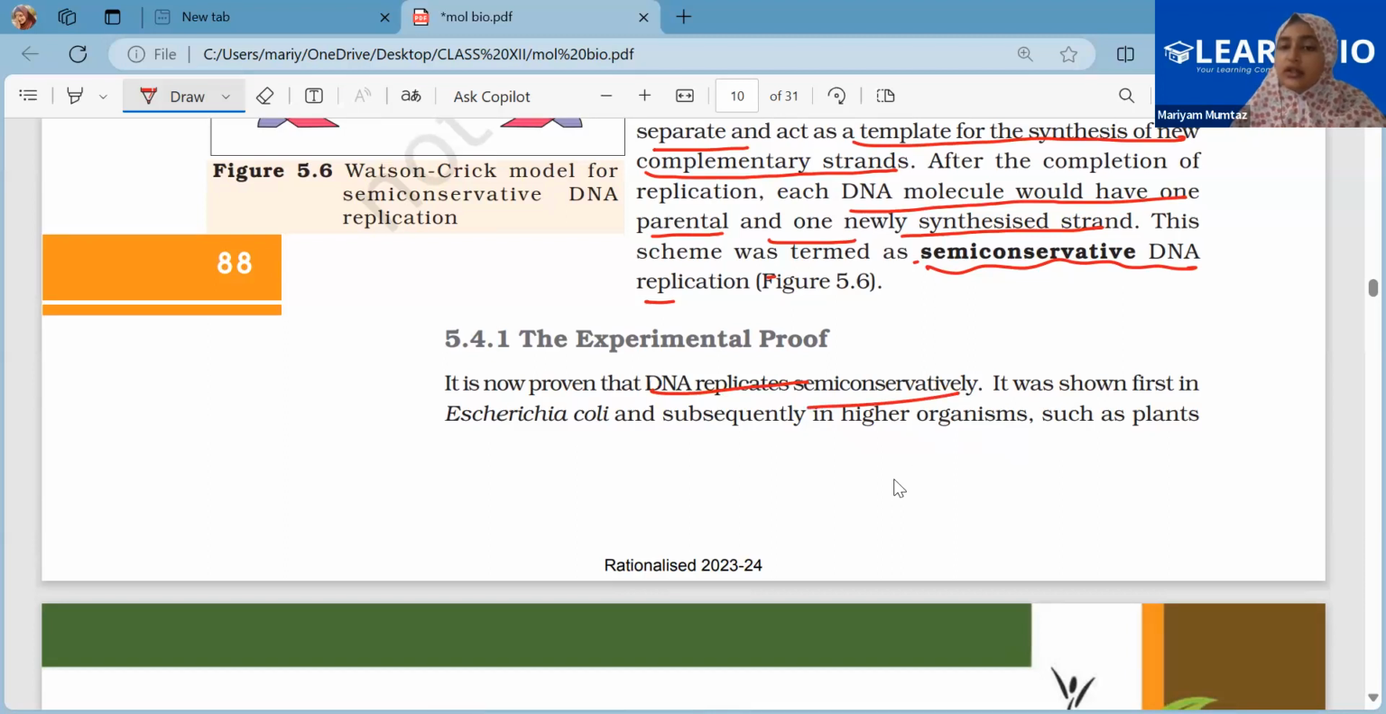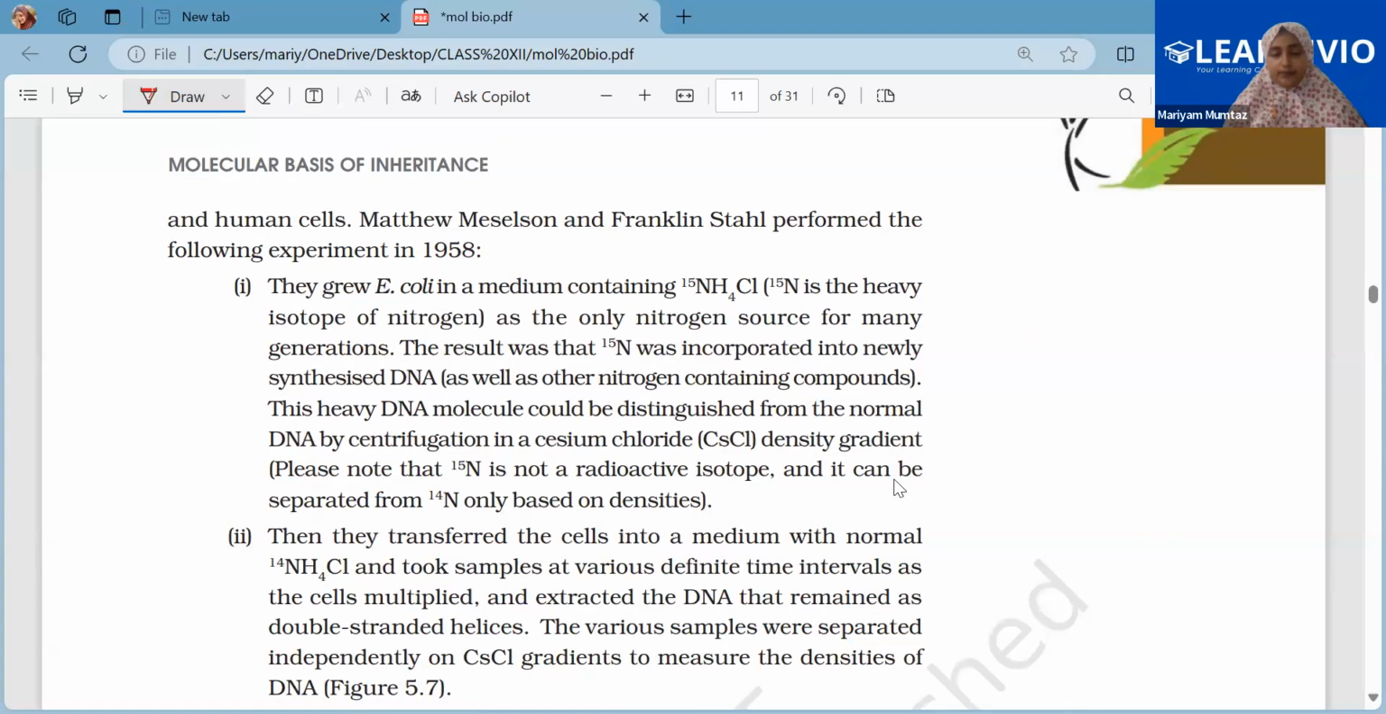It was shown first in E. coli and subsequently in higher organisms such as plants and human cells. Matthew Meselson and Franklin Stahl performed the experiment to tell us whether the DNA replication is semi-conservative in nature or not. They grew E. coli in a medium containing the heavier isotope of nitrogen. So they took NH4Cl, but the N here was the heavy isotope.